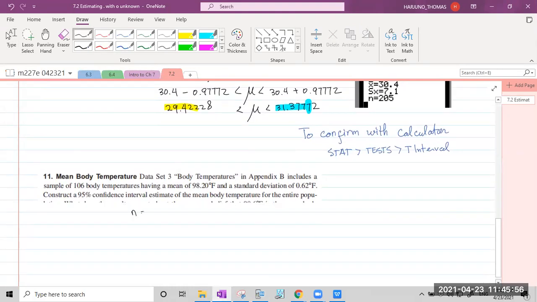So the sample size is 106. The sample mean is 98.2. Sample standard deviation. Okay, so we know it's from a sample because of the following. The data set includes a sample. Now this sample has this mean and this standard deviation. So we know this standard deviation is from the sample, not from the population.